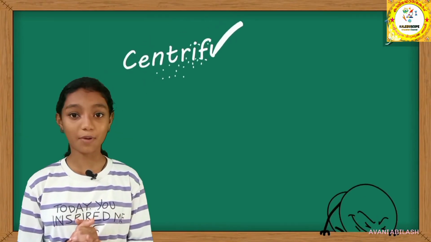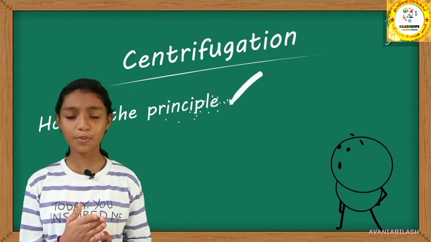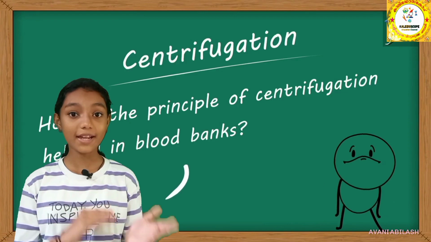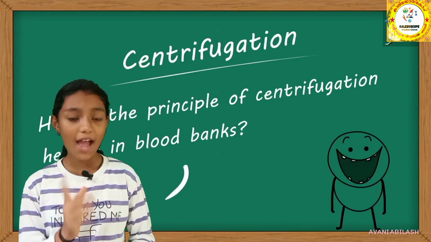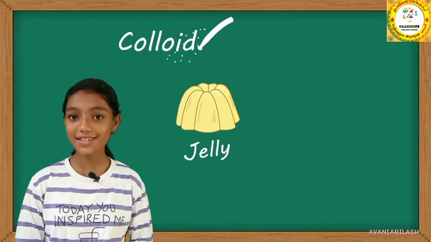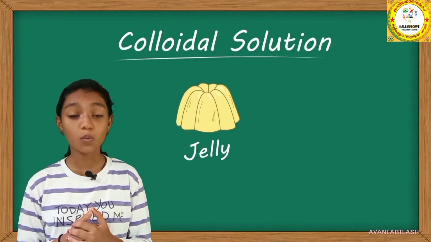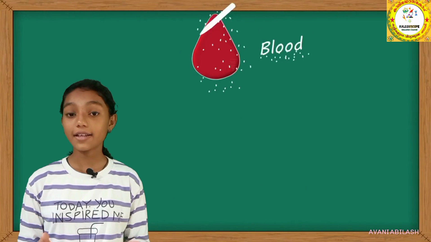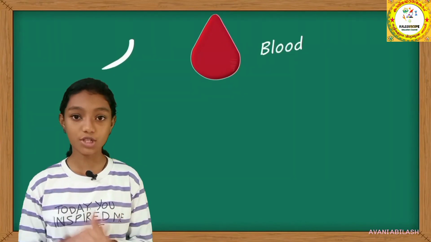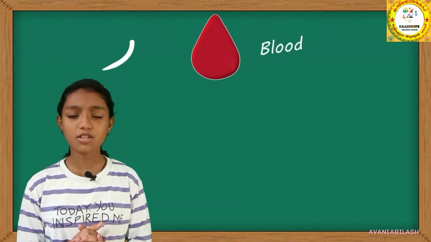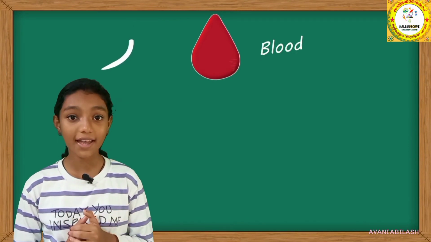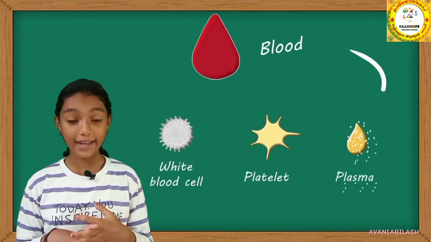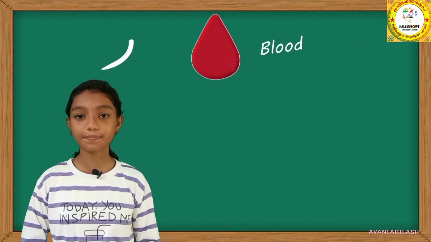The aim of our process is how the principle of centrifugation helps in the separation of blood components from the blood. Have you heard about colloidal solutions? Yeah, the solutions which neither dissolve nor get settled down. Blood is an example for colloidal solution. Blood consists of many particles. Which are they? Yeah, white blood cells, plasma, platelets, etc.